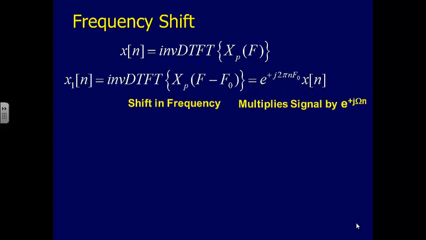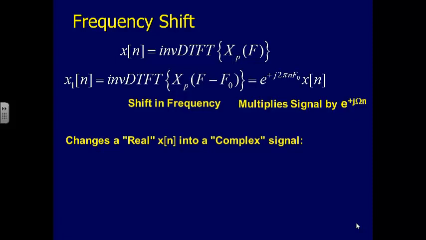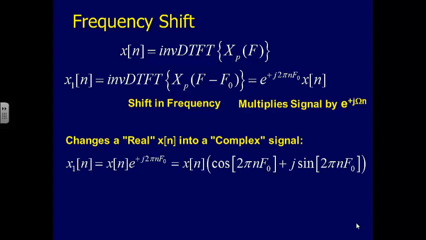And the property is, just like time shifts cause me to multiply the spectrum by e to the minus j 2 pi n f, a frequency shift means I've got to multiply the time function by e to the plus j 2 pi n f0, where f0 is the amount that I shifted the transform. Now, x of n here was probably a real function. If I shift its spectrum, I no longer have a real function. I've got a complex time function now. That's not so good.